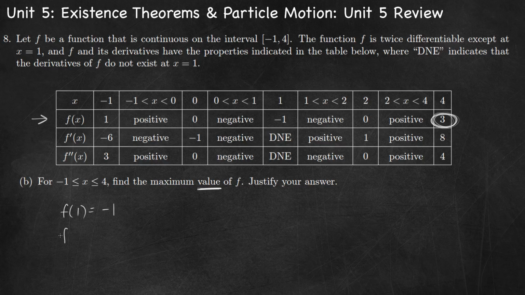So now we look at our endpoints. The endpoints are -1 and 4, and we find the y coordinates at each of our endpoints. So at -1, f is 1, and at 4, f is 3. Now from this list of values, we choose the largest one. That's our absolute maximum value.